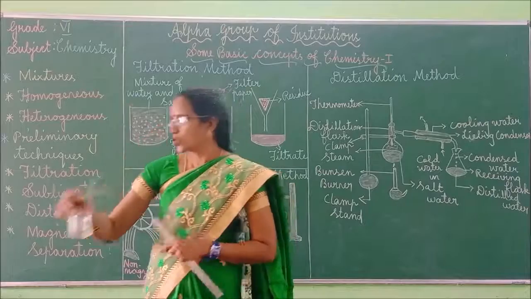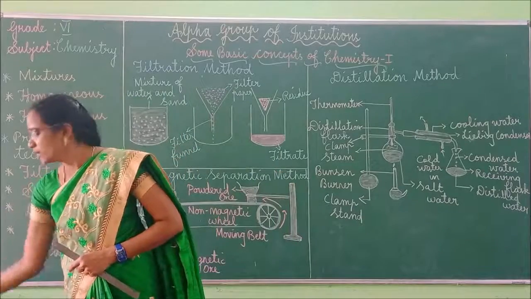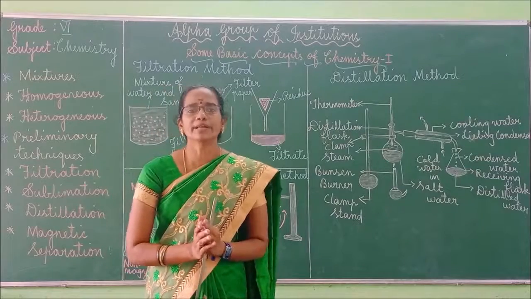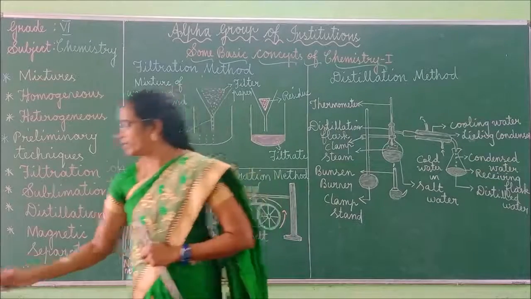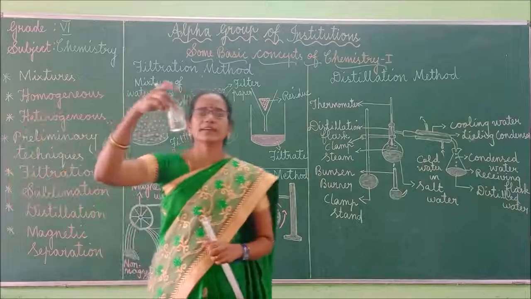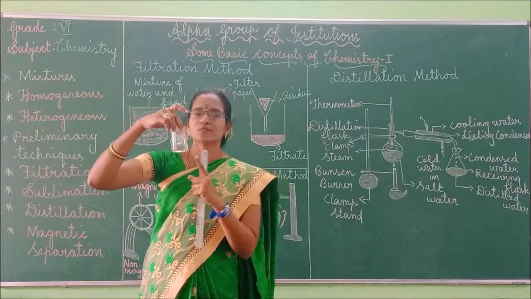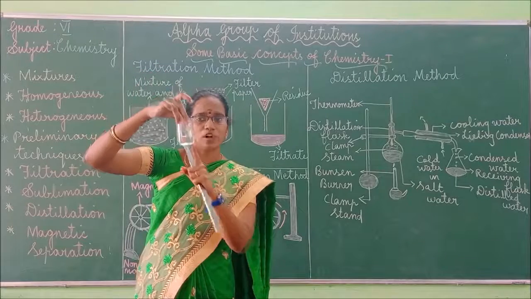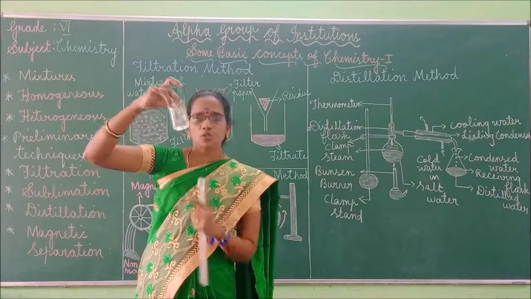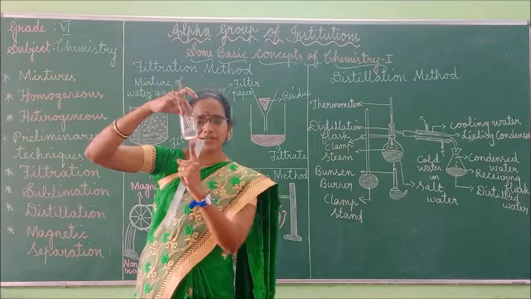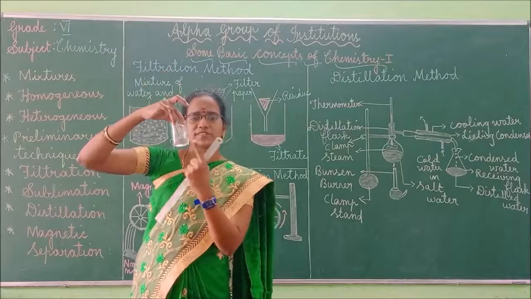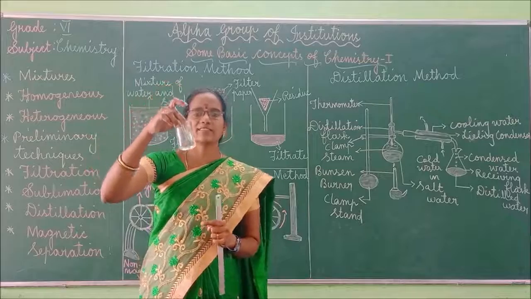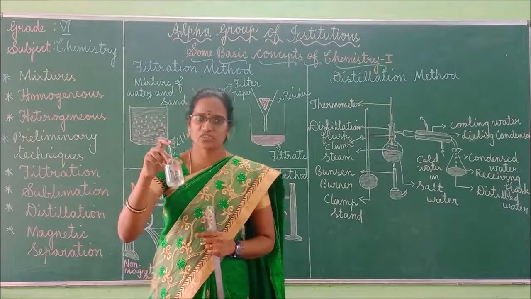Got it, children? So homogeneous solution means what? In a homogeneous solution, all the components mixed uniformly. What are the components we added here? Salt as well as water. So both the components mixed uniformly. Here the composition is uniform throughout the mixture. Not only in a separate place. Throughout the mixture, the components mixed uniformly. This is an example of homogeneous mixture.